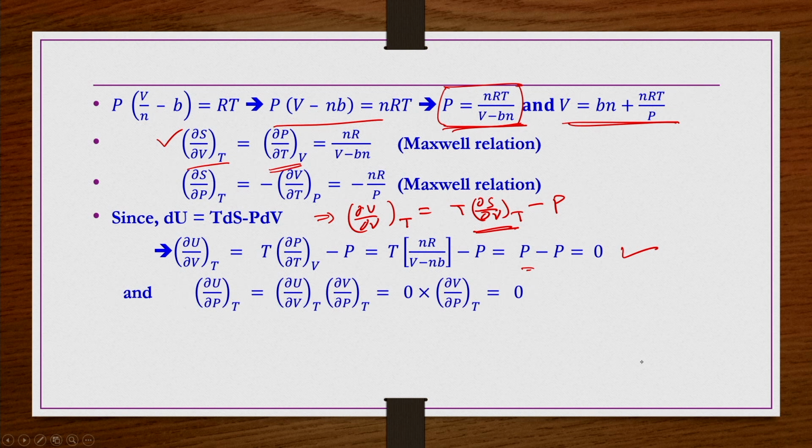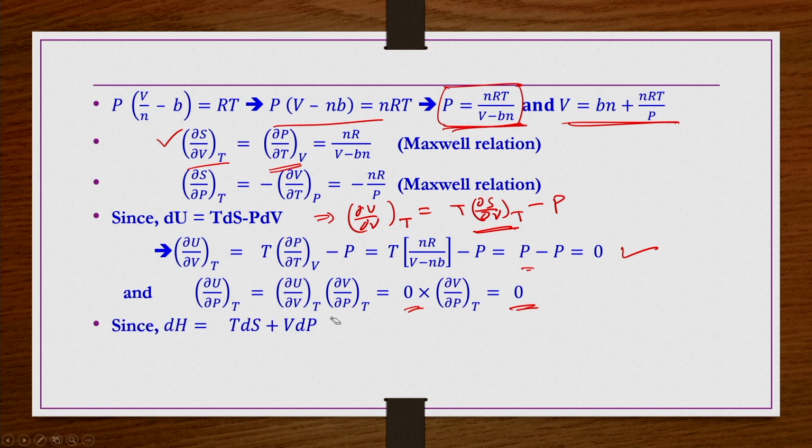Third one is also found, and the next one is ∂U/∂P at constant T. So, by the product rule we can write it as ∂U/∂V multiplied by ∂V/∂P. Since ∂U/∂V is already 0, this is again going to be 0. Fourth one is also found.